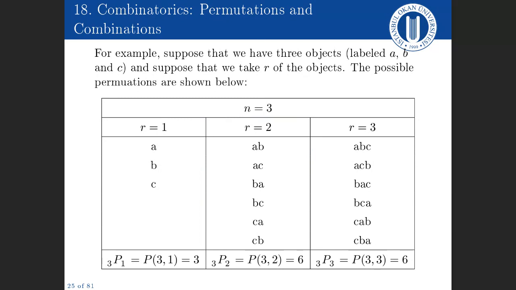And then finally, let's look at the right column. Let's suppose we could take all 3 of the objects. We could take ABC, ACB, BAC, BCA, CAB, or CBA. Again, there's 6 different permutations of 3 objects taken from a total of 3 objects.